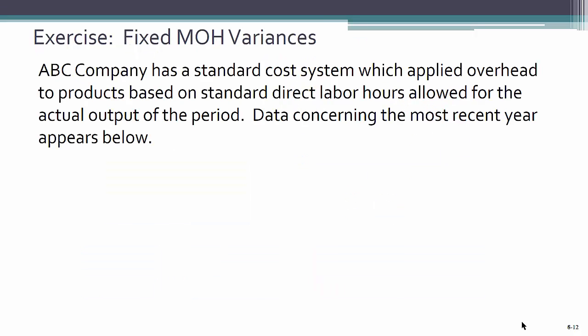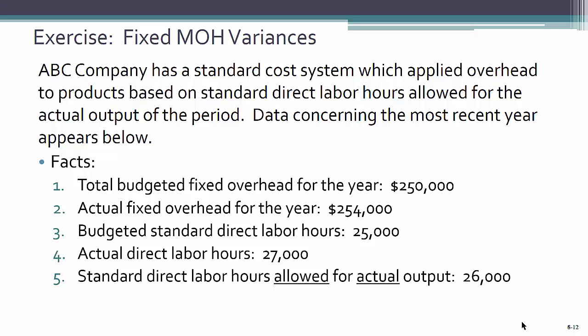We'll consider the following scenario. ABC Company has a standard cost system which applies overhead to products based on standard direct labor hours allowed for the actual output of the period, that's the actual production. Data concerning the most recent year appears below, and here are the facts. The total budgeted fixed overhead for the year is $250,000. The actual fixed overhead for the year is $254,000. Budgeted standard direct labor hours are 25,000 hours. Actual direct labor hours are 27,000 hours. And standard direct labor hours allowed for the actual output are 26,000 hours.